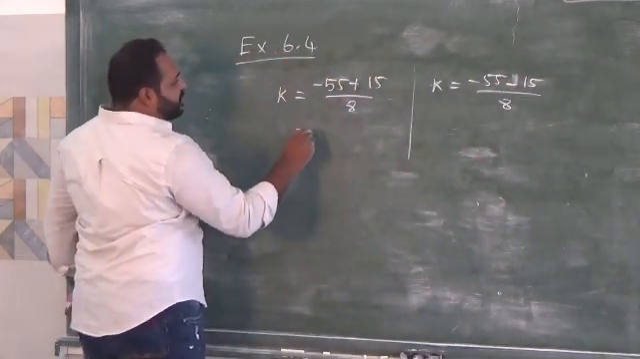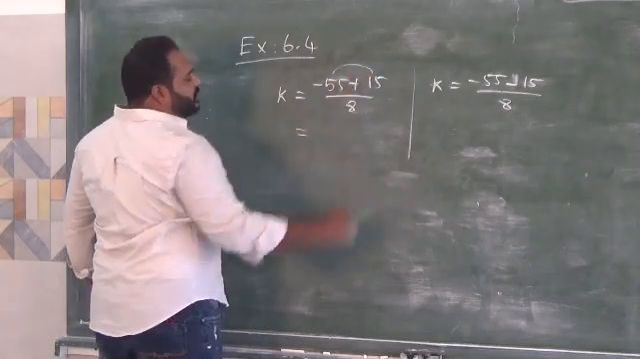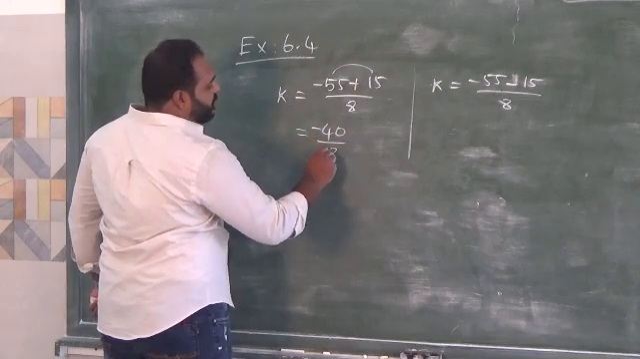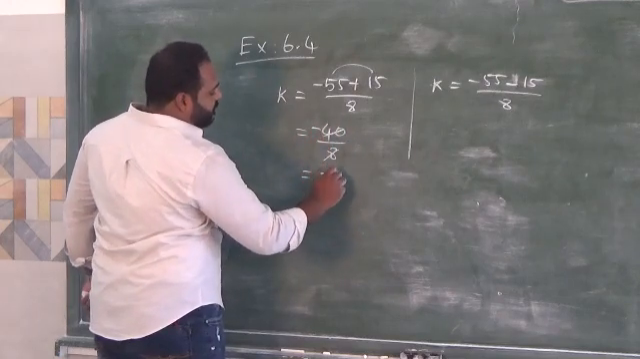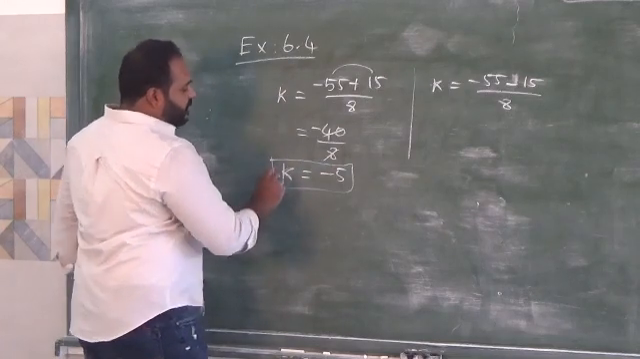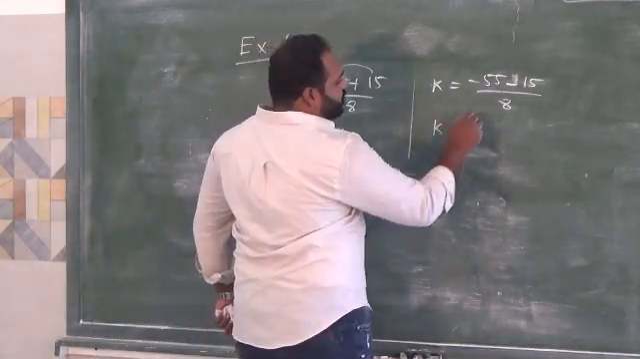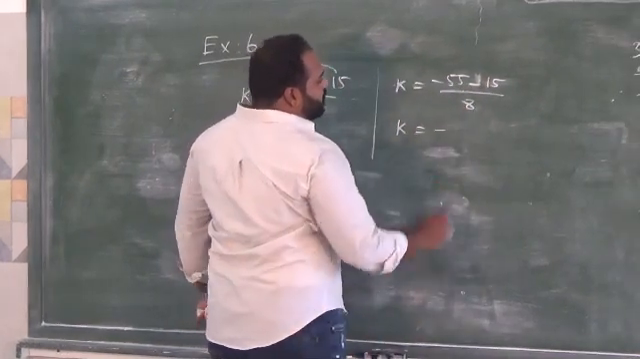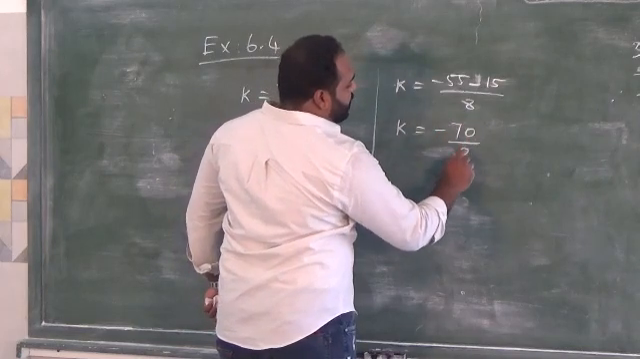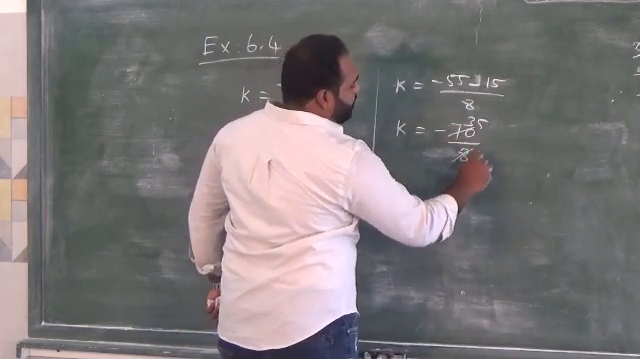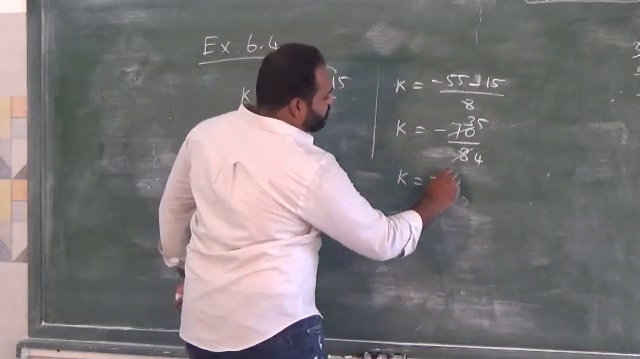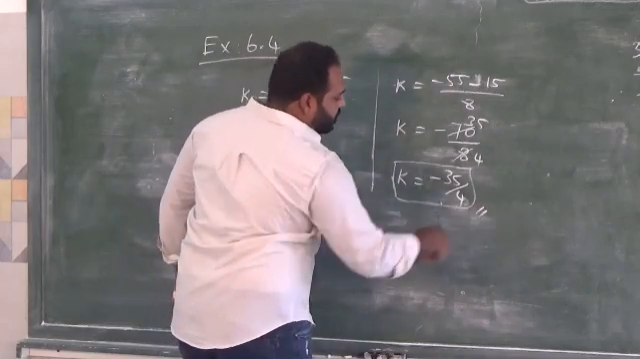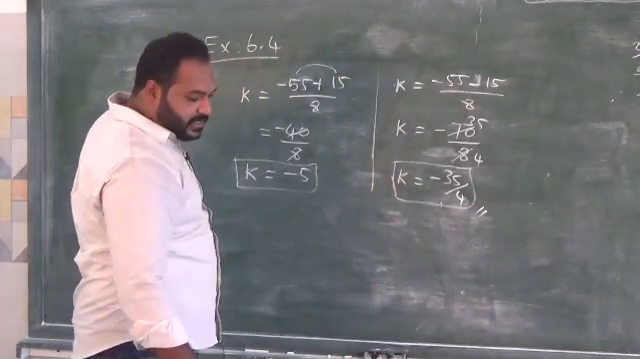So simplify this. If you subtract, we will get minus 40 by 8. If I cancel it, minus 5. The k value is minus 5. Here k is equal to, we have to add this since both are the same sign, minus 70 by 8. If I cancel, it is 35 by 4. So another k value is minus 35 by 4. So these are the required values in this question. So question number 13 is over.